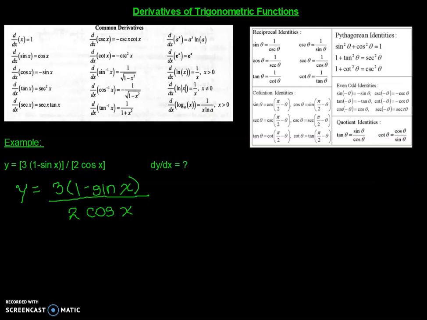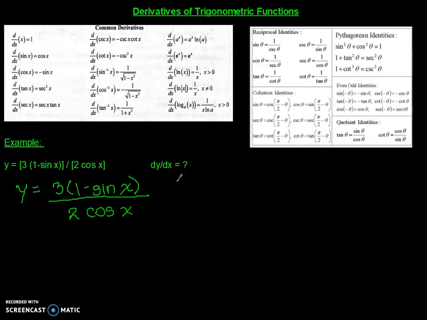Hi guys, so we're going to continue with our derivatives of trigonometric functions. So we have gone over product, quotients, all of those rules for derivatives. We're just going to be applying them now with functions that include trig functions in them.